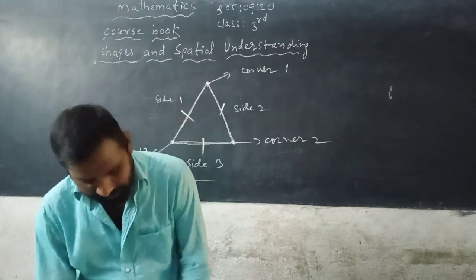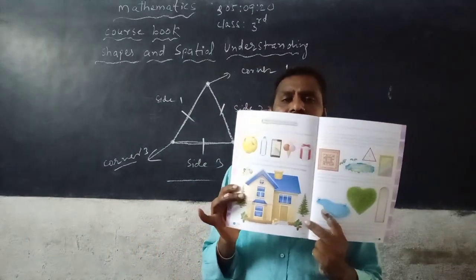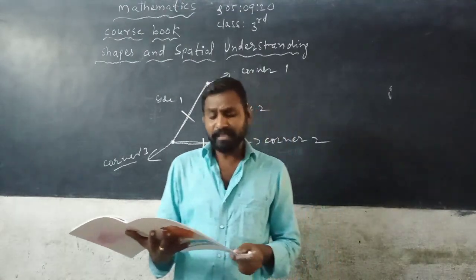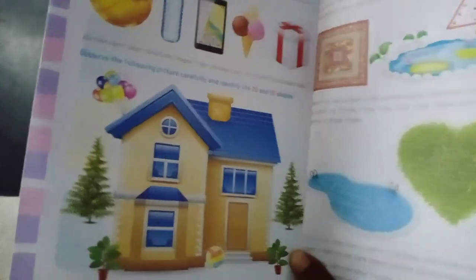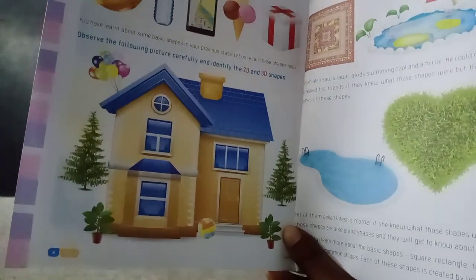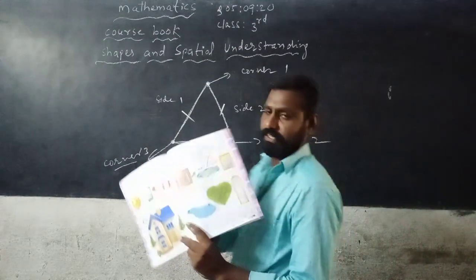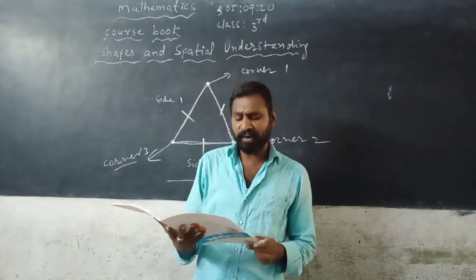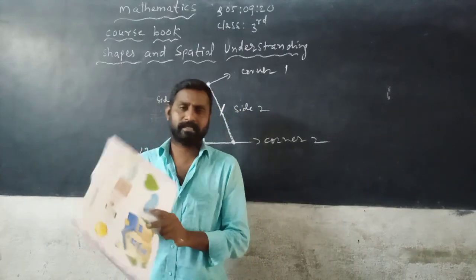So everybody open page number 4. Page number 4. See, observe the following picture carefully. You can find out 2D and 3D shapes in the given picture. See here, this is a small house. Observe the following picture carefully and identify the 2D and 3D shapes.